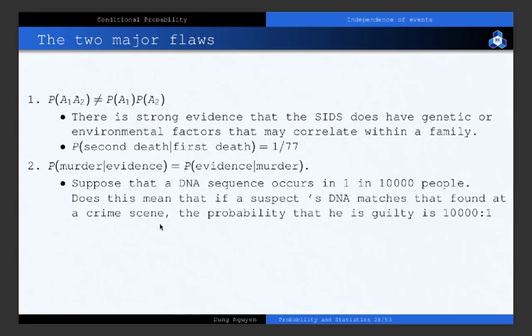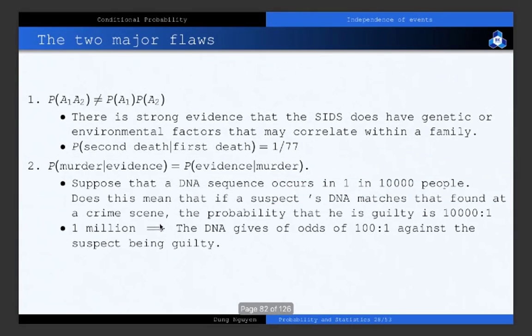For example, suppose that a DNA sequence occurs in 1 in 10,000 people. Does this mean that if a suspect's DNA matches that found at a crime scene, the probability that he is guilty is 1/10,000? That is not true. Now suppose that the city has 1 million people. Then the DNA gives the odds of 100 to 1 against the suspect being guilty.